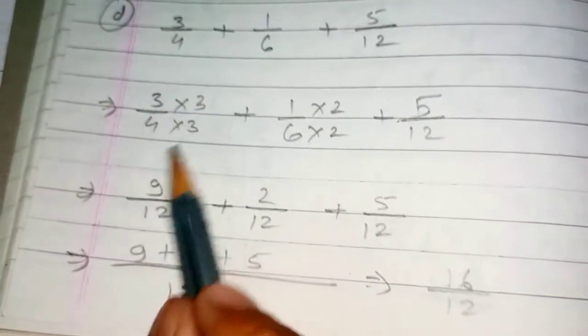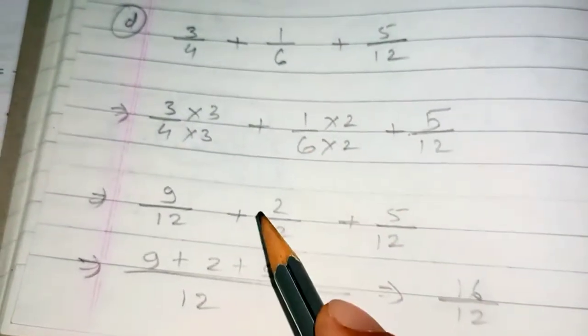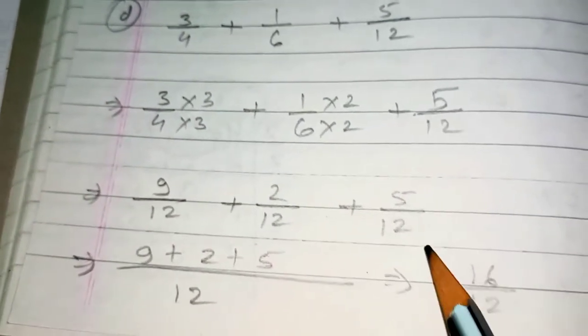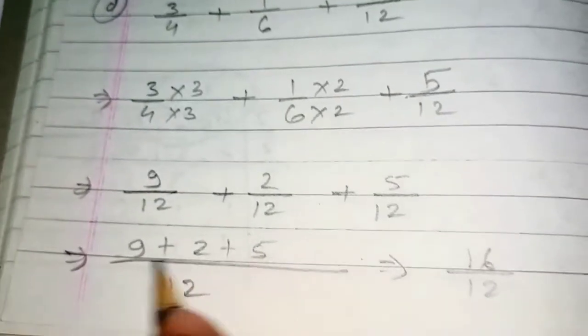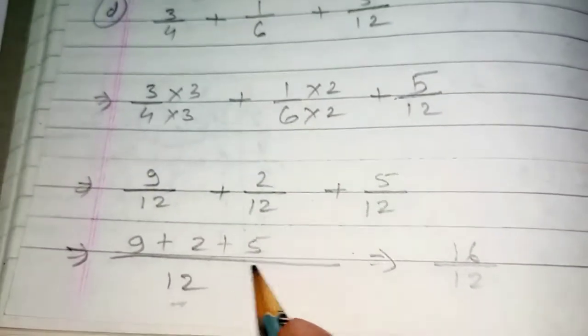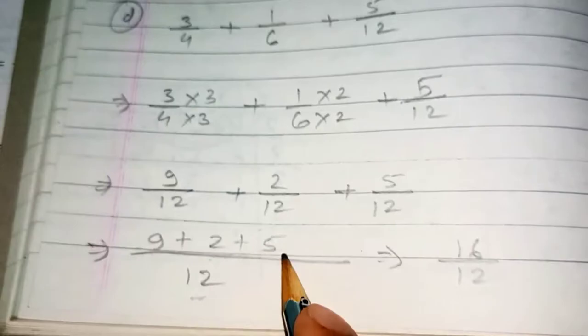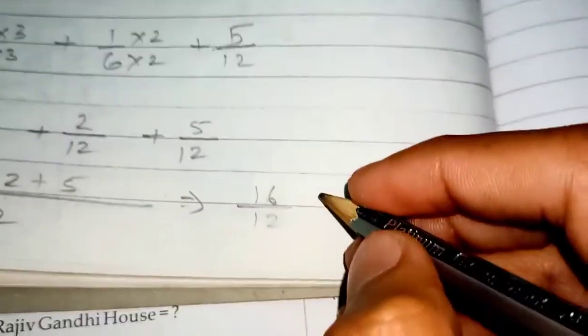So 3 threes are 9 and 4 threes are 12. 2 ones are 2 and 2 sixes are 12, and 5 by 12. Then we have taken common the 12. Then we have added the numerators, 9 plus 2 plus 5. 9 plus 2 is 11, plus 5 is 16. So we have got 16 by 12.